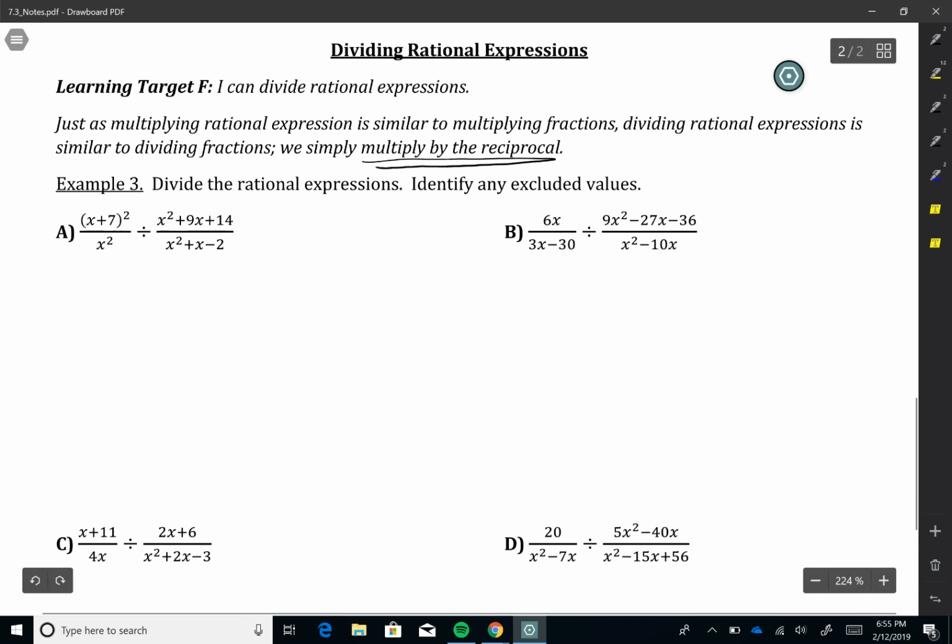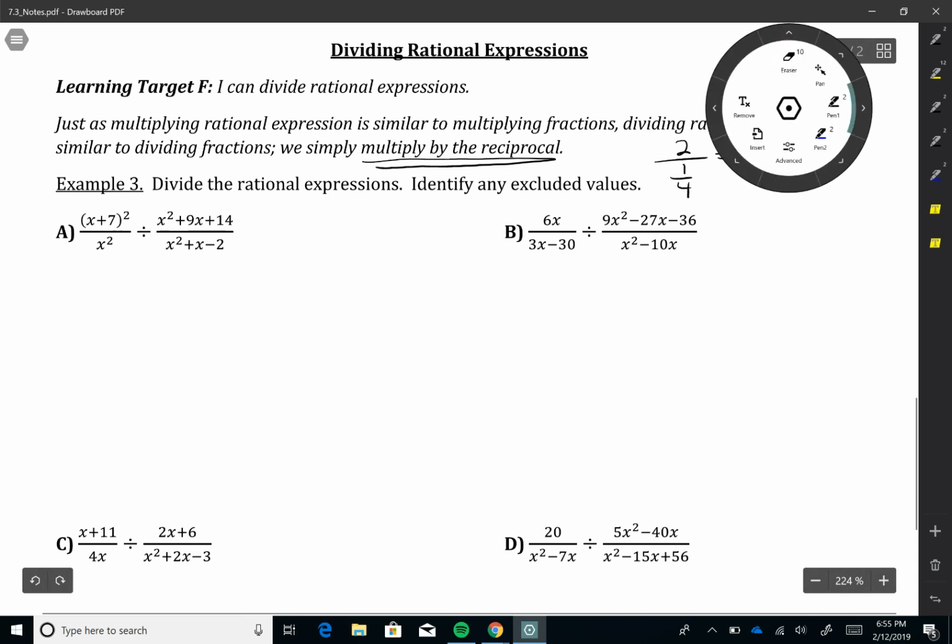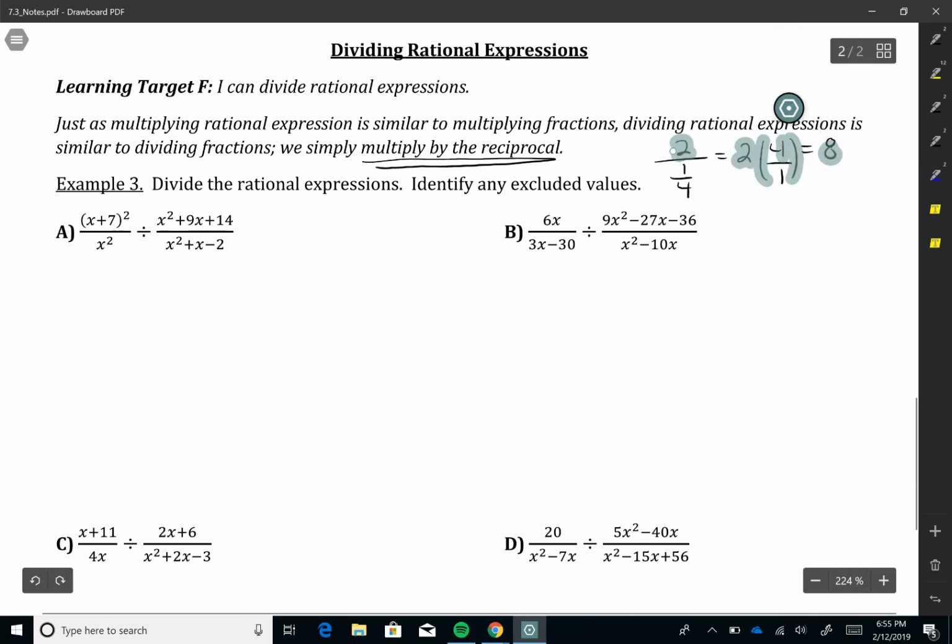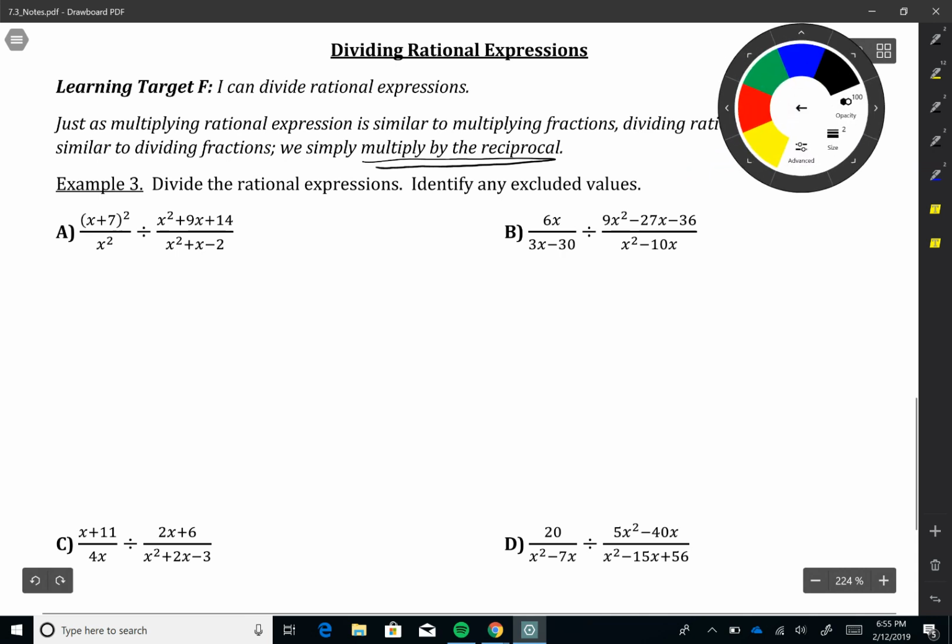So if you don't remember, let's say I was taking 2 and dividing it by 1/4. I would write that as 2 times the reciprocal of 1/4, which is 4/1, and that would give me 8. We're going to do the same thing with rational expressions and then just end up multiplying like we did above. All right, here we go.